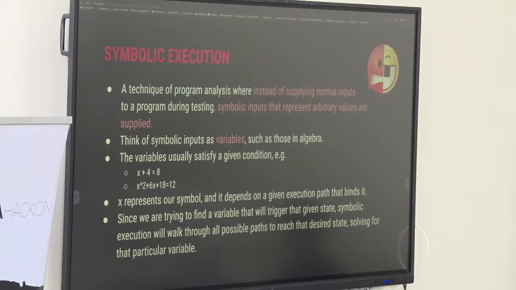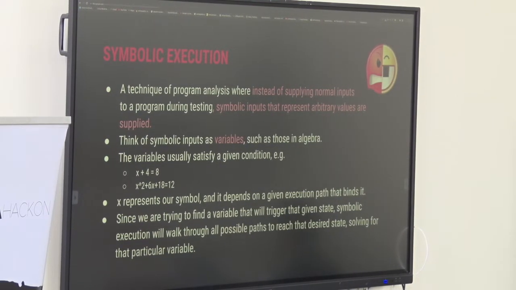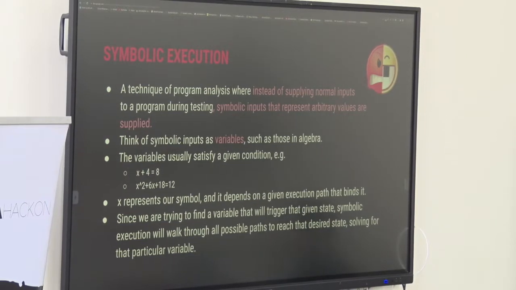Okay, so symbolic execution is a method of testing programs where instead of supplying normal inputs, we give the program symbolic inputs that represent arbitrary values. Might sound a bit convoluted, but let's think of it like this. These symbolic inputs that I'm talking about are like abstract values, like variables. So what I essentially mean is that we look at inputs as abstract values, like x, phi, lambda, sigma.